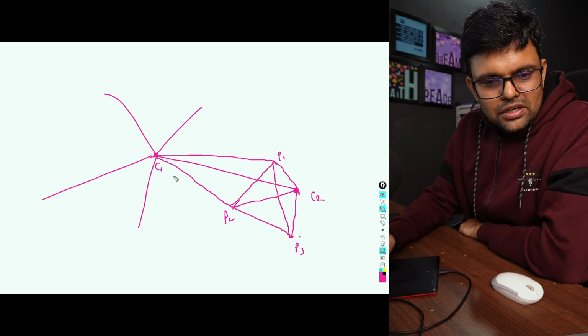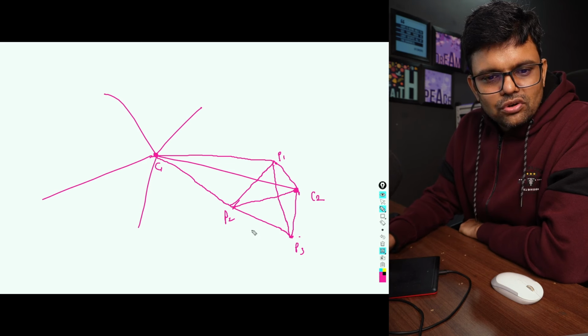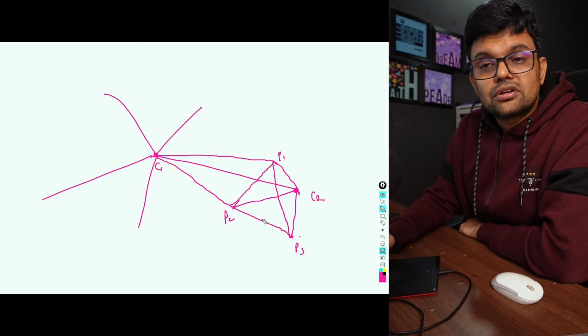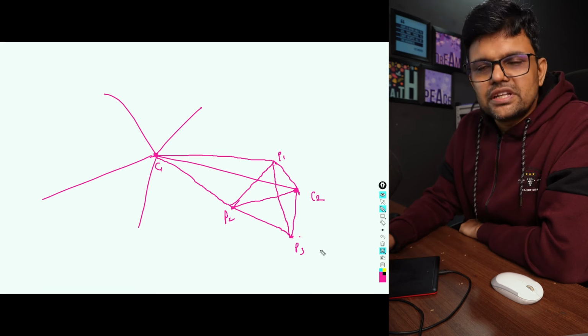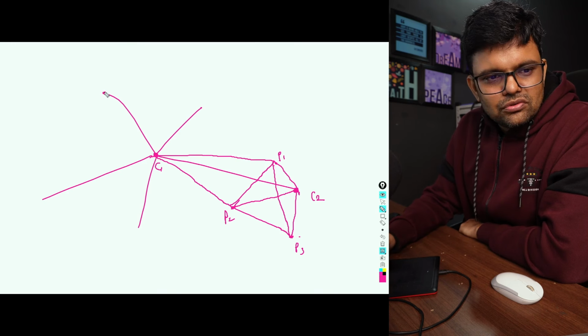What happens now? C1 is connected to all of them. C2 is connected to all of them. And now these are connected to each other also. What is this looking like? If you keep doing this, imagine like you discover something here. There's nothing here. And then suddenly something here is there.